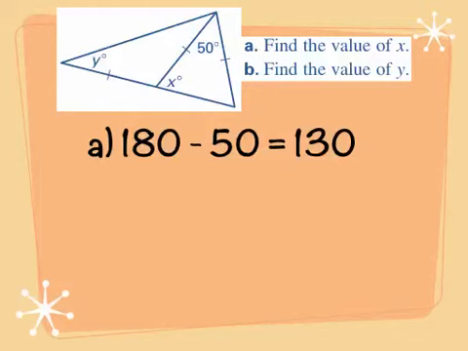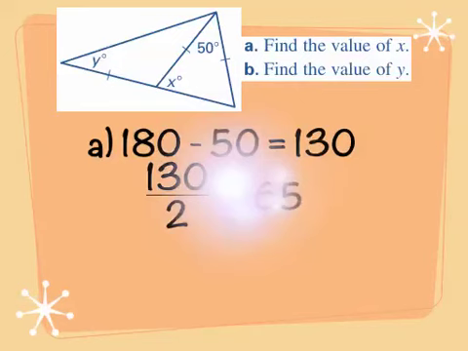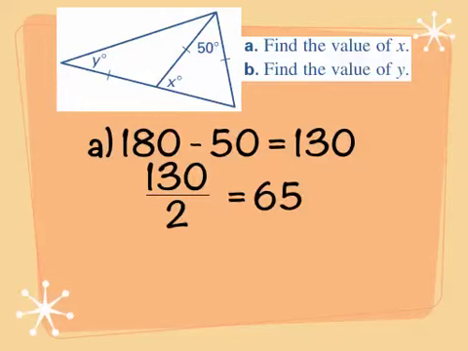Notice that x is just one of those angles that is formed, so I need to take 130 and divide it by 2, and when I do that, I get 65. So the measure of angle x is 65 degrees. Then they ask me in B to find the value of y. Well, if you look at the second triangle formed, or the larger triangle formed with angle y, notice it is opposite of a congruent side of that second smaller triangle.